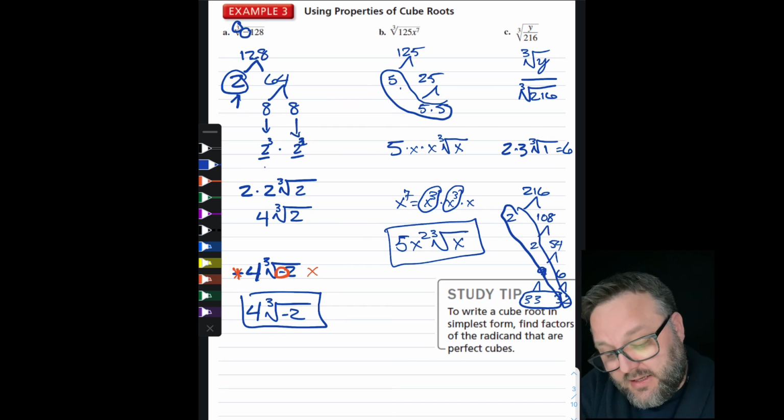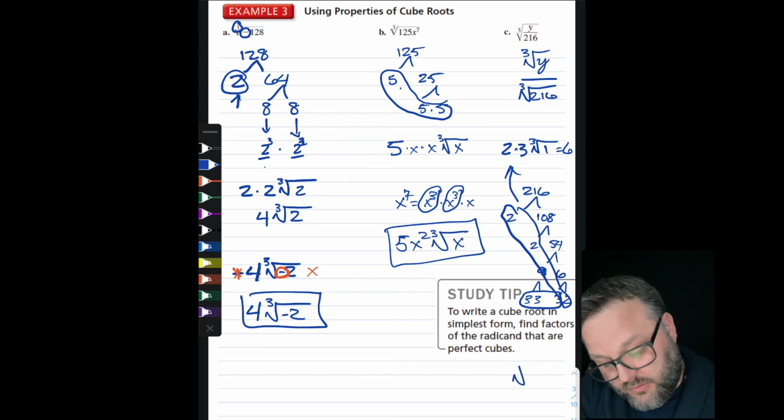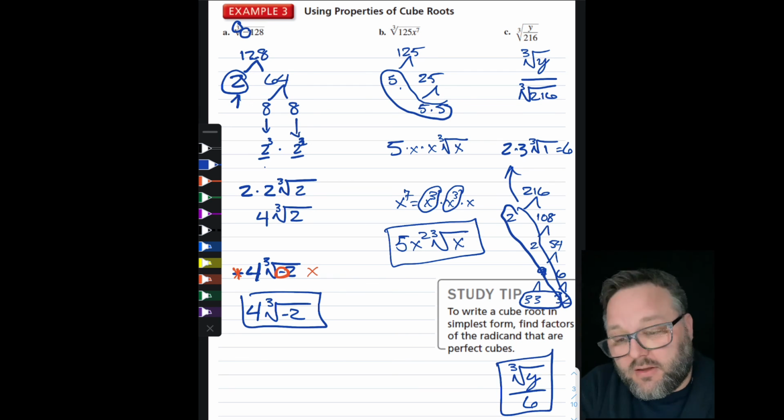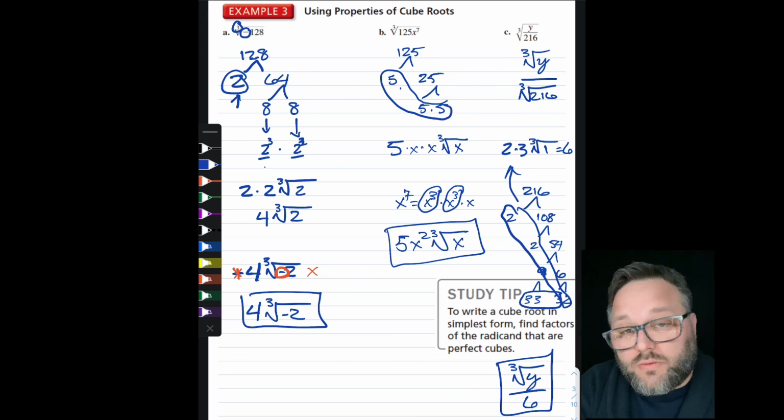So what we get as a final answer, by the way, all of this went up here, is the cube root of y over 6, which is the same thing as the cube root of y divided by the cube root of 216.